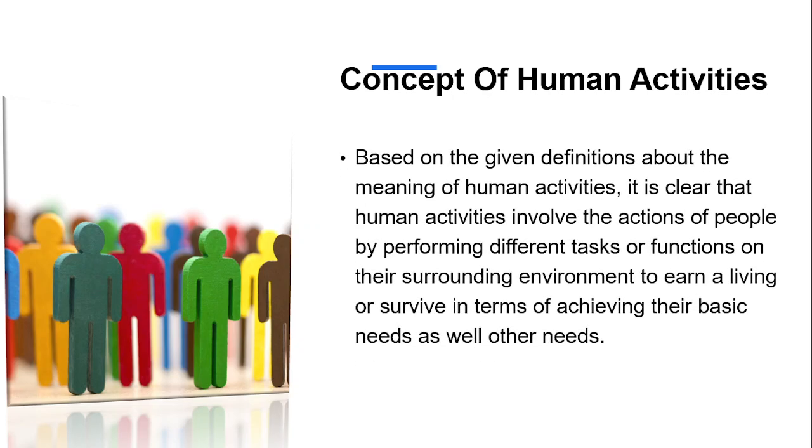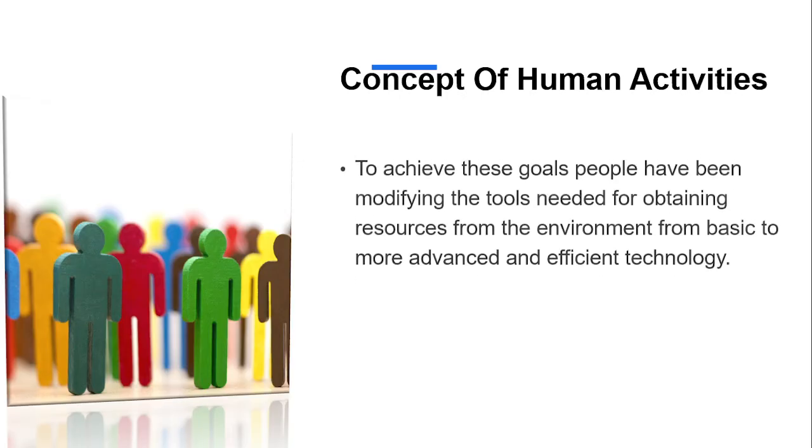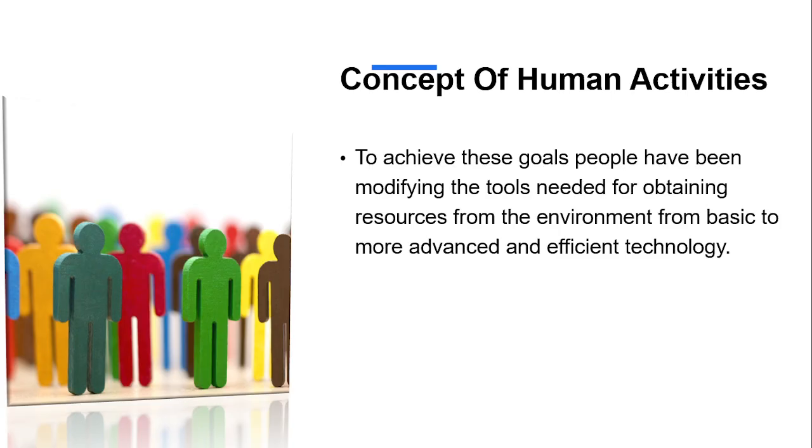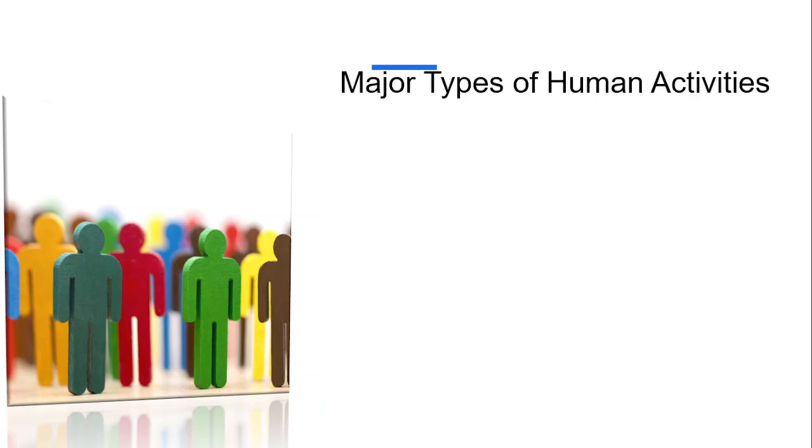Based on the given definitions about the meaning of human activities, it is clear that human activities involve the actions of people performing different tasks or functions on their surroundings and environment, just to earn a living or survive, in terms of achieving their basic needs as well as other needs. Now, to achieve these goals, people have been modifying their tools needed for obtaining resources from the environment, from basic to more advanced and efficient technology. So let's see the major types of human activities. We've seen the definitions, how you can define human activities. We've seen many of them. So let's see the major types of human activities.